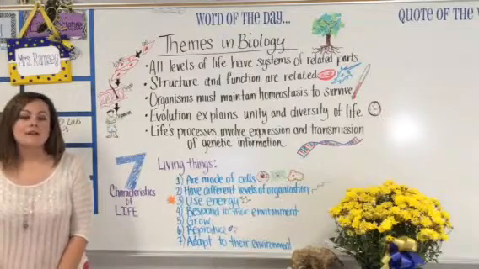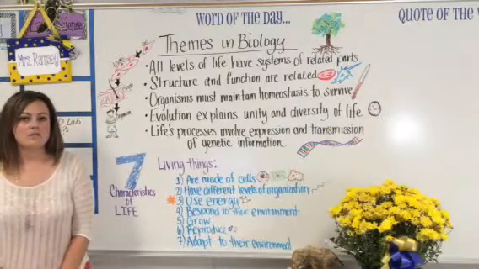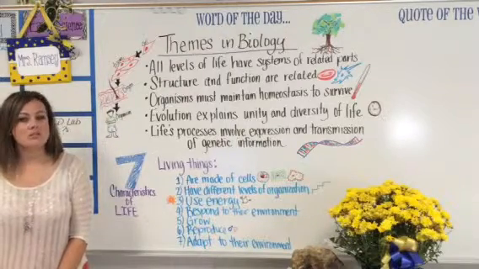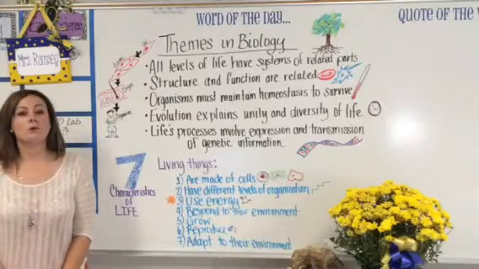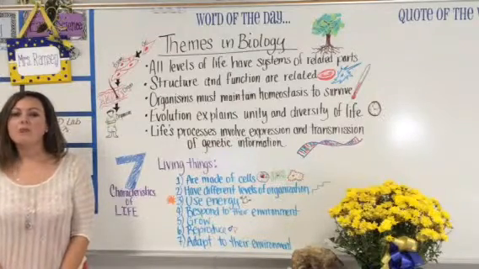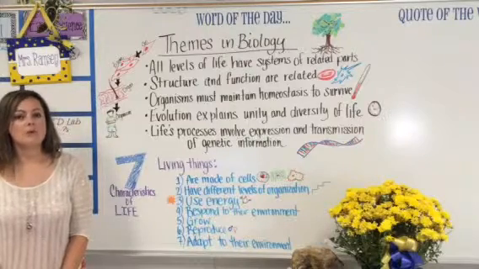Secondly, living things have different levels of organization, such as the cell. A group of cells will become a tissue. A group of tissues become an organ. A group of organs becomes an organ system. And a group of organ systems becomes an organism.